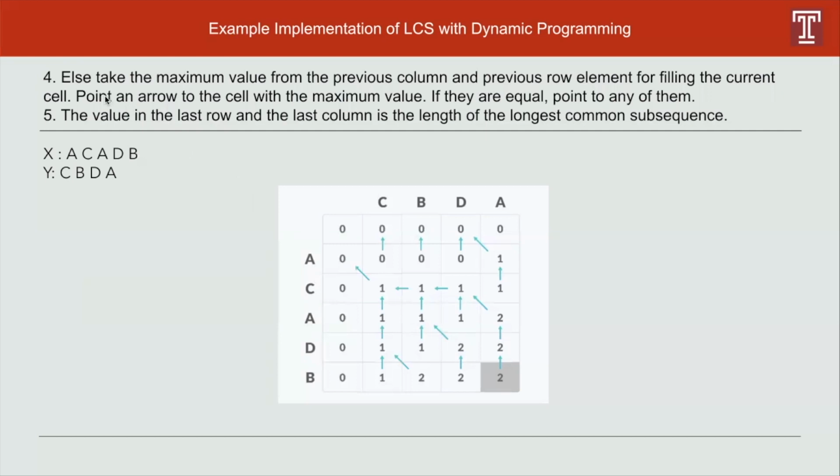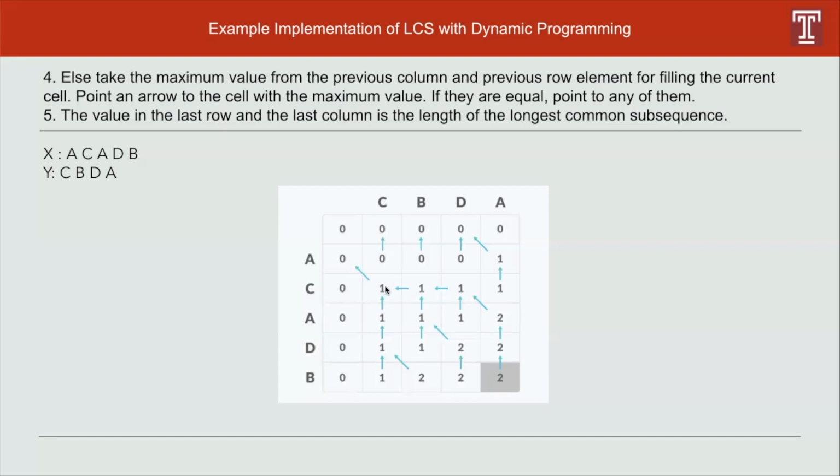So let's go to this information: else, take the maximum value from the previous column and previous row to fill the current cell, and point the arrow to the cell with the maximum value. If they're equal, point to any of them. What I mentioned is that we have to take the top position value and the left position value if C is not matched with them. If we find any match, we have to take the diagonal value and add 1.